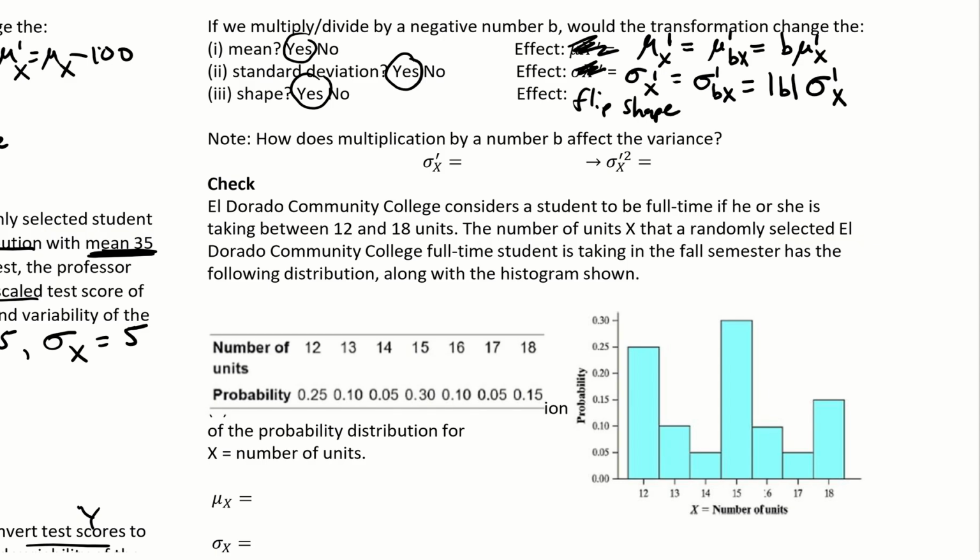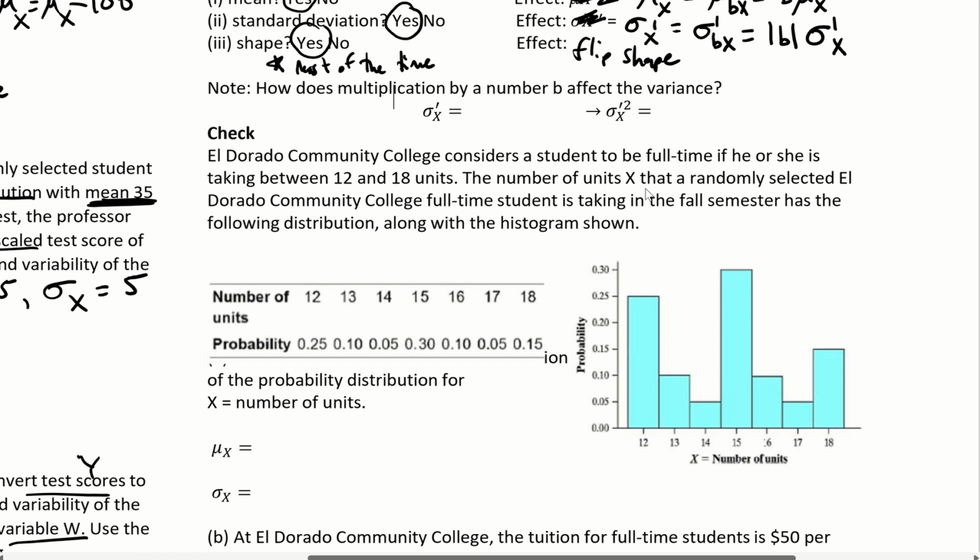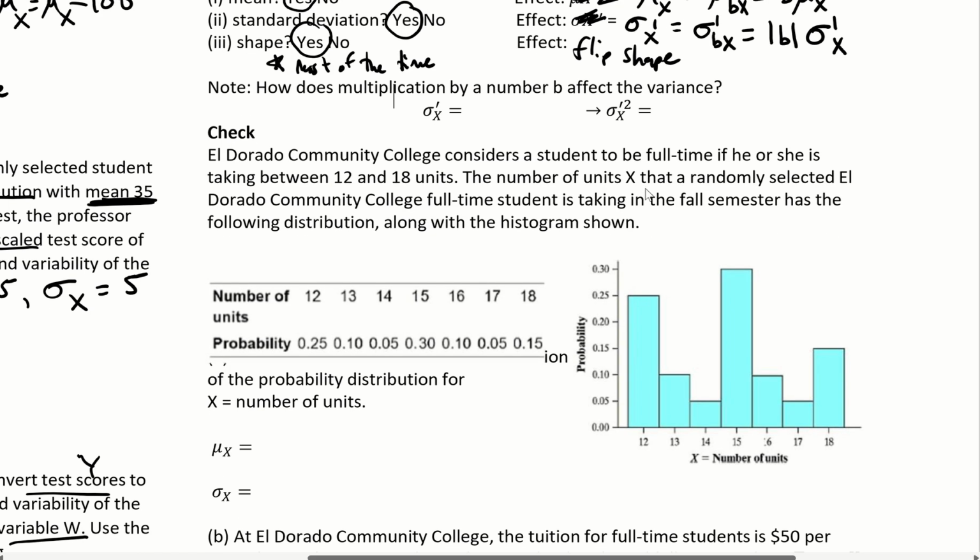Okay, so it has an effect of flipping the shape. So I'm going to put a caveat here. I'm going to say most of the time. For most shapes, it will change it because it flips it. Now, some shapes are symmetric, so even if you flip it, it doesn't look like it changed it, right? But technically speaking, it does flip it, and so you have to keep that in mind.